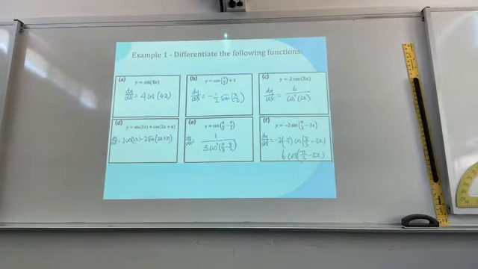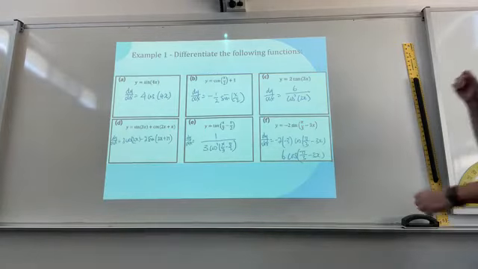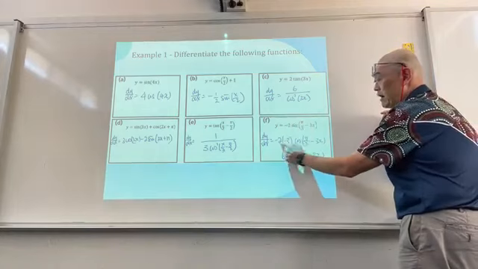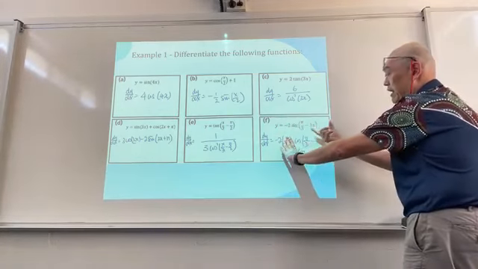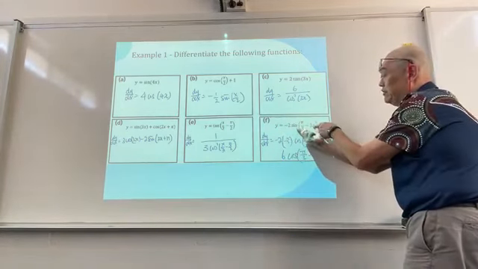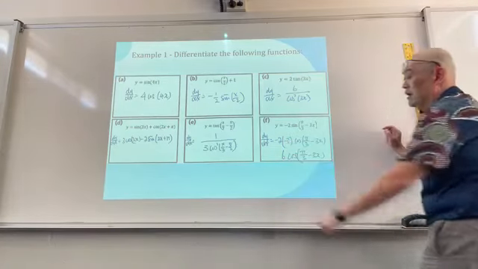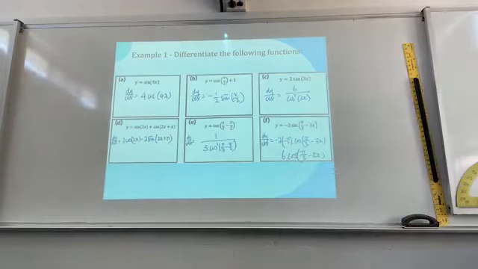So f will become 6 cos of pi over 3 minus 3x. This one, sine x will become cos x, right? So it's minus 2 cos of that. And then you differentiate minus 3x, which is minus 3. Minus 2 times minus 3 will give you 6 cos.